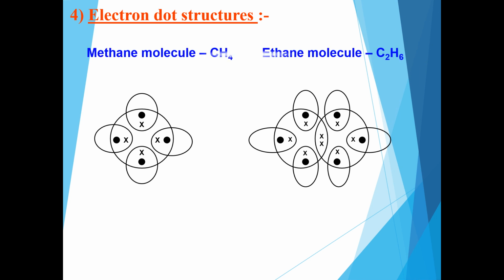If we want to see the dot structure of the molecule methane, methane has the formula CH4. In CH4, the carbon atom will share its 4 electrons with 4 hydrogen atoms. In this diagram, the crosses represent the electrons of the carbon atom and the dots represent the electrons of hydrogen. This way the octet of carbon is complete and the duplet of each hydrogen atom is also complete. So the methane molecule is formed.